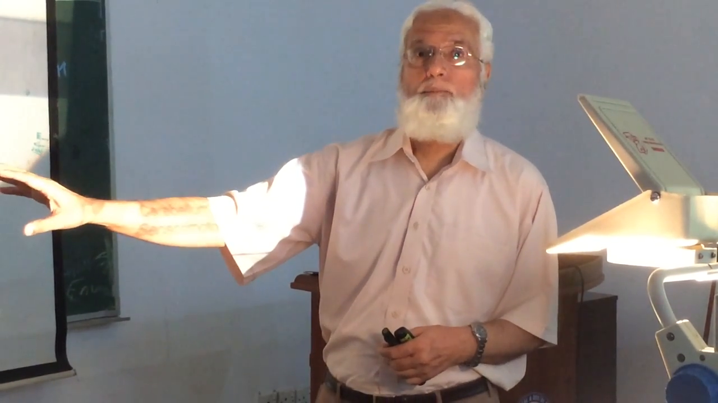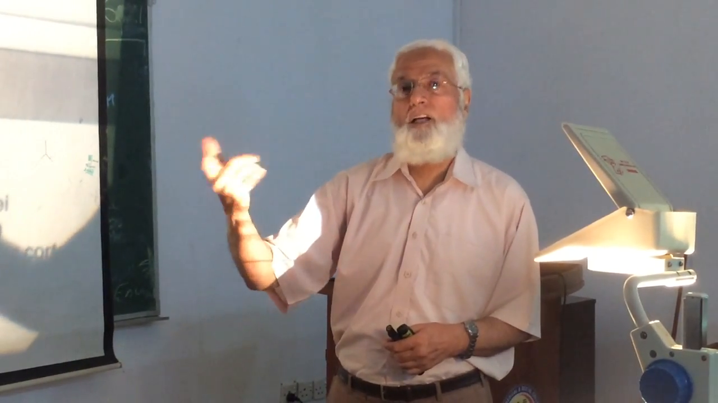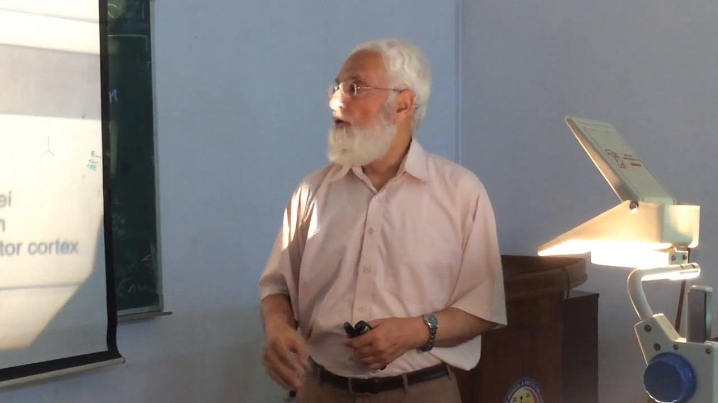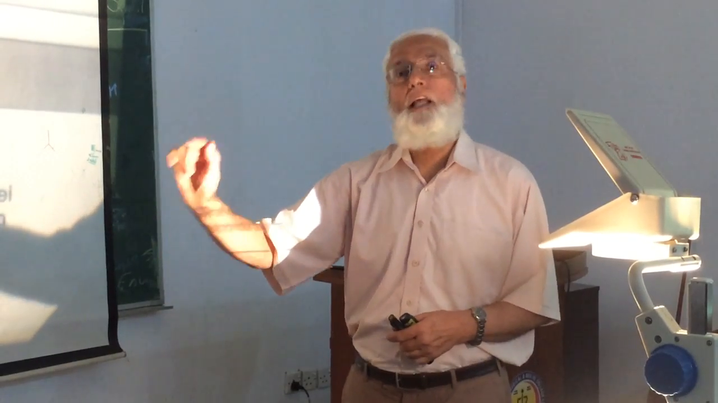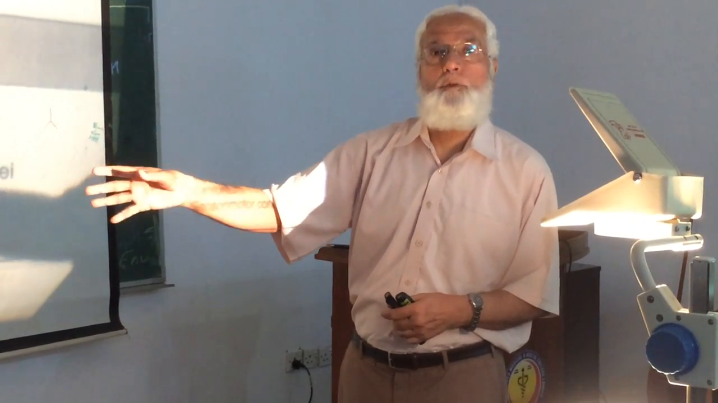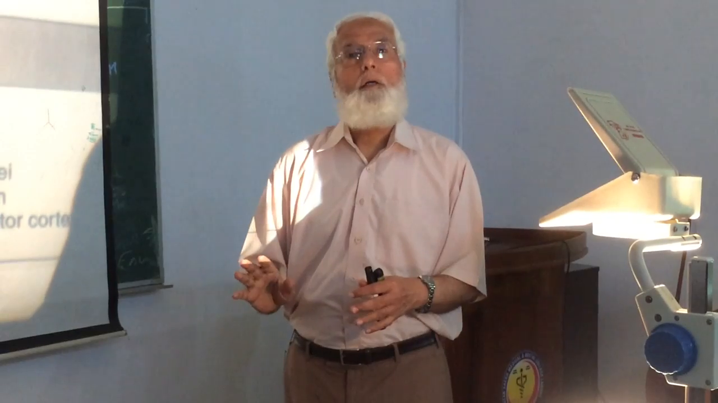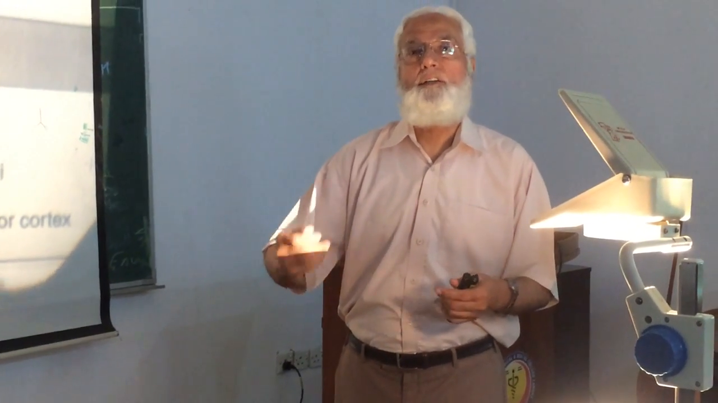So this is the implicit memory. When there is development of implicit memory, or skill memory, or procedural memory, we need consciousness or awareness. But once this memory is developed, once the skill is developed, then you don't need consciousness or awareness. For example, a person learns to ride a bicycle.